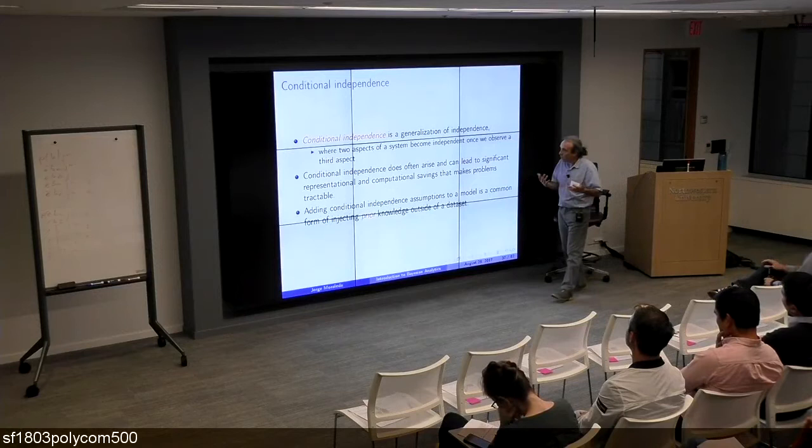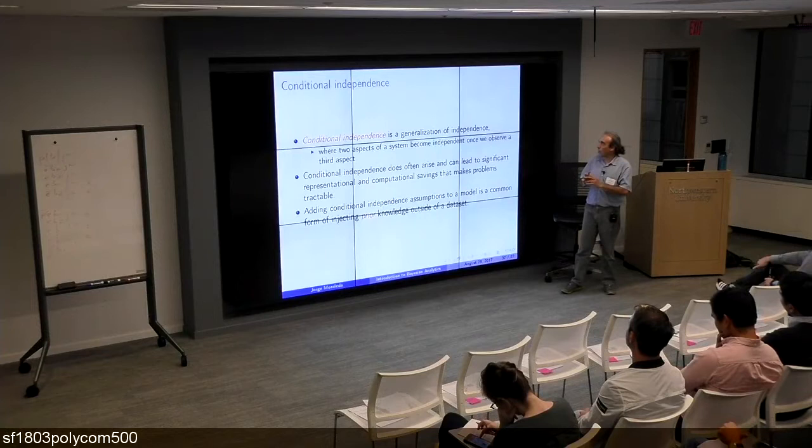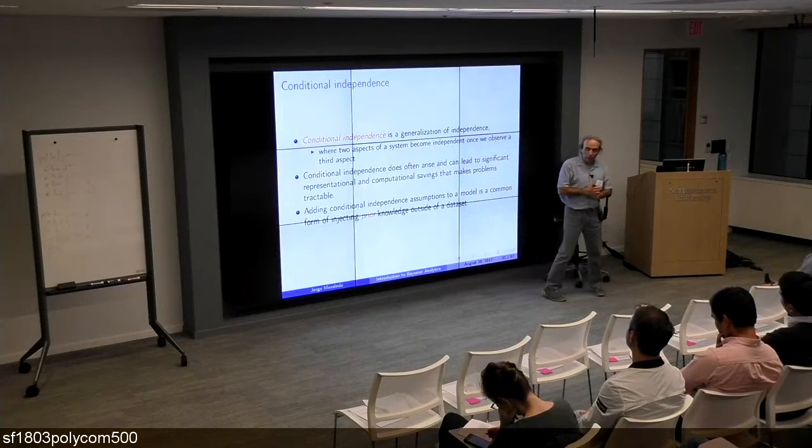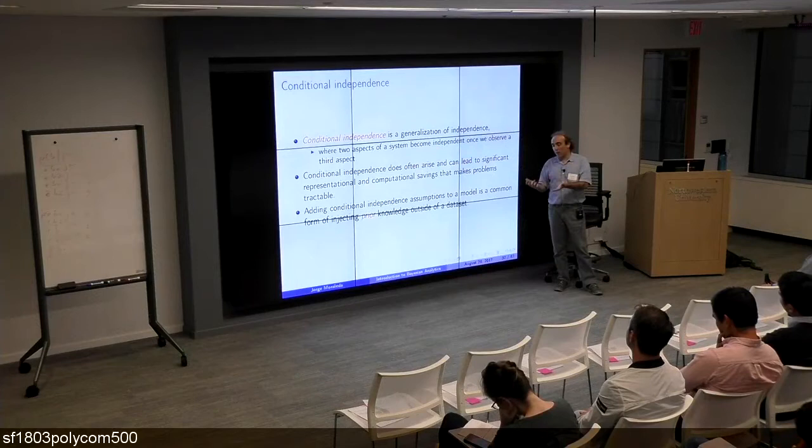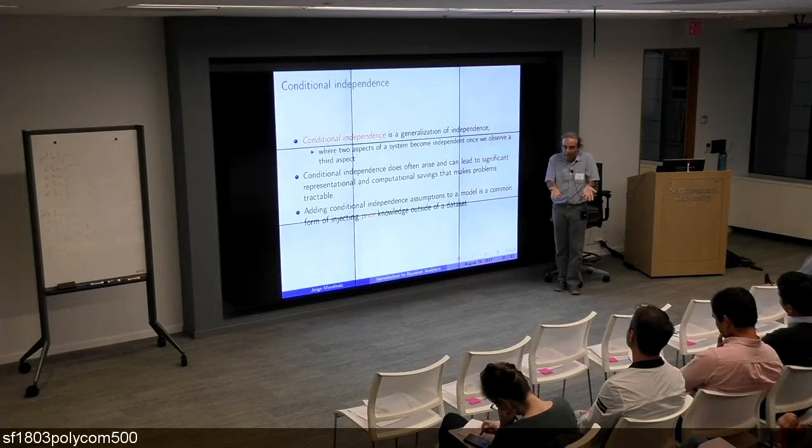Conditional independence is something in which you can say two variables are independent once we observe a third aspect. Going back to the phases of the moon, could you say, well, earthquakes are not independent of the phases of the moon. But earthquakes are independent of the phases of the moon given the height of the tide. Because the reason the phase of the moon influenced my earthquake was through the tide. So if I know the tide itself, then it doesn't matter.